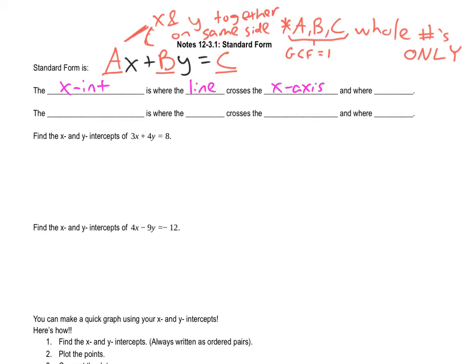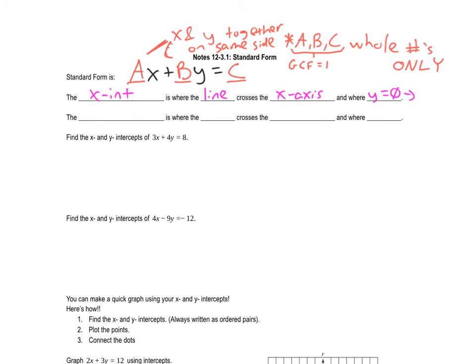So the X-intercept is where the line crosses the X-axis. So we do know something's true about the X-intercept. The Y value is always going to be 0 when you cross the X-axis. So when we try to make the coordinates of the X-intercept, we know it's going to be the X that we are going to solve for in a second, comma, 0 for the coordinates.